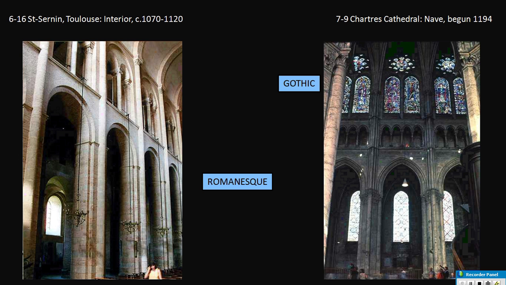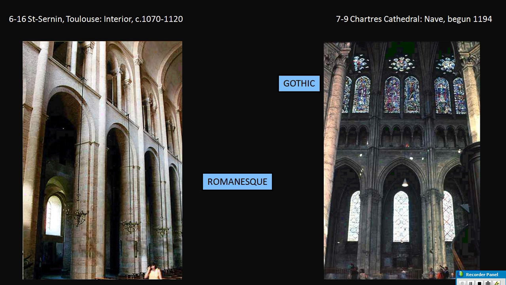Now, the reason they were able to get that much more window space in goes back to these structural things that we mentioned. All of these things, right? The stained glass gets larger. The colonnettes, the rib vaults, and the ogive arch all come into play.